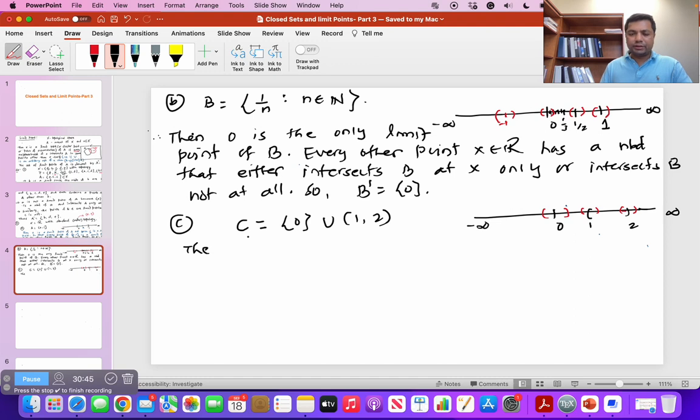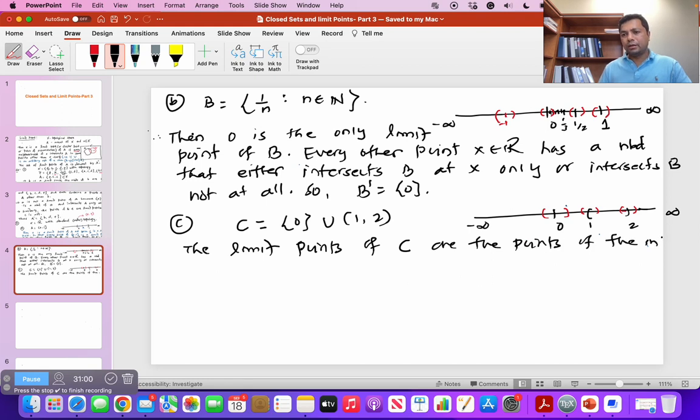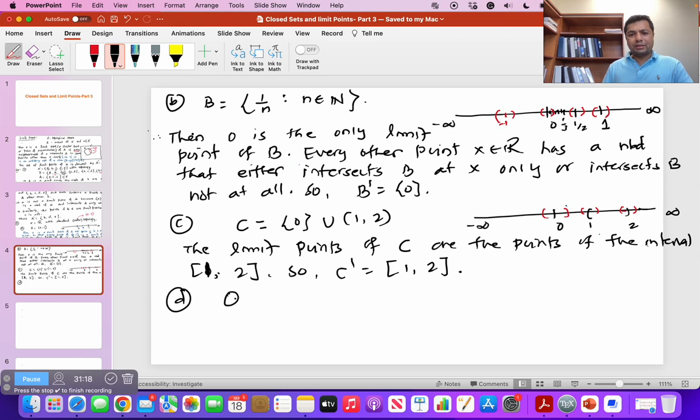So here the limit points of C are the points of the closed interval 1 to 2. And so C prime is simply this closed interval. One more example. Let's say our subset is the set of rational numbers.